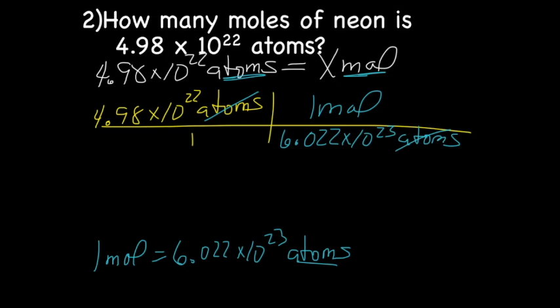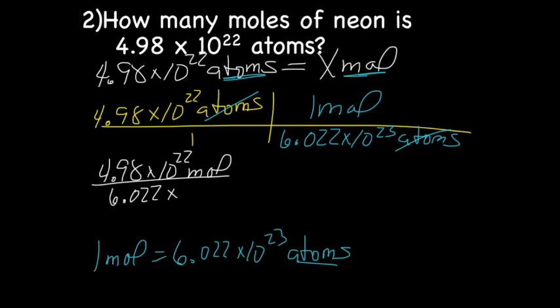And we're going to have to multiply across the top and across the bottom. So I'm going to get 4.98 times 10 to the 22nd mole, because atoms is gone now, divided by 6.022 times 10 to the 23rd. From here I divide. And when I did that, I got a big old long number. I got 0.082696778.